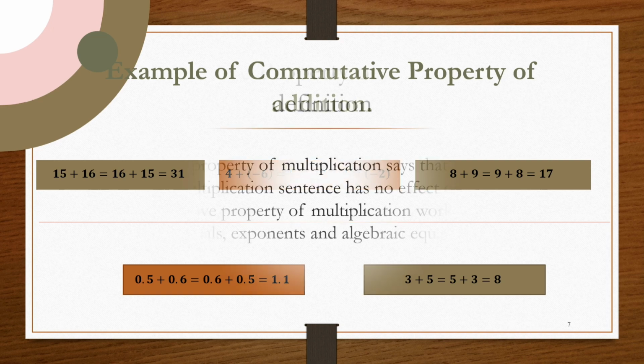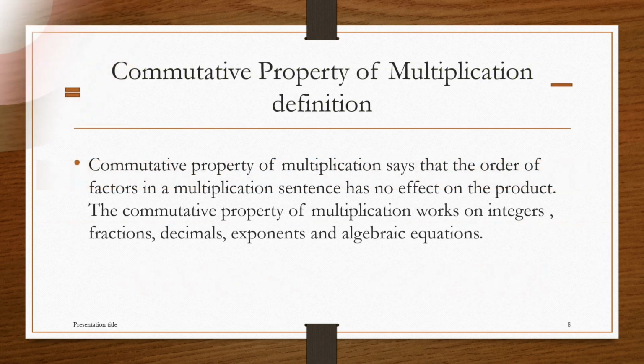And now, let's proceed to our next topic, which is commutative property of multiplication definition. Commutative property of multiplication says that the order of the factors in a multiplication sentence has no effect on the product. The commutative property of multiplication works in integers, fractions, decimals, exponents, and algebraic equations.